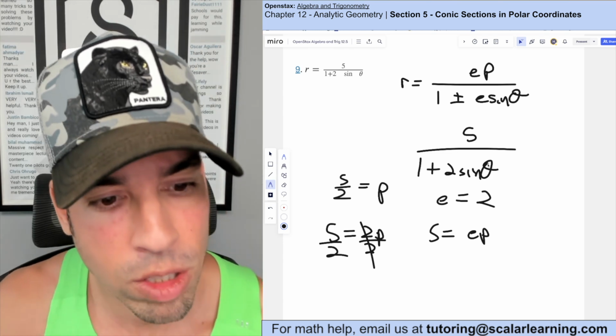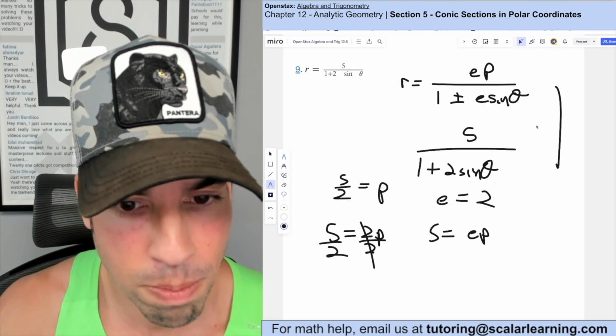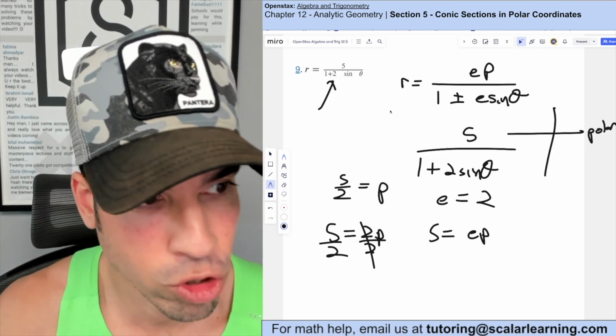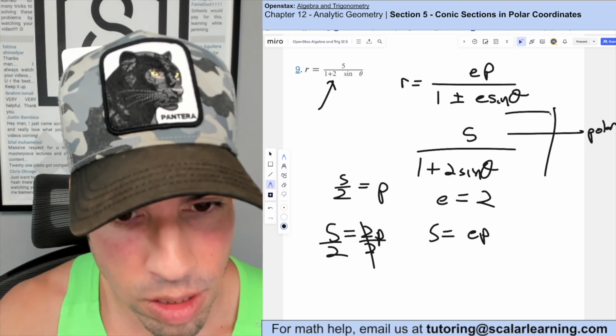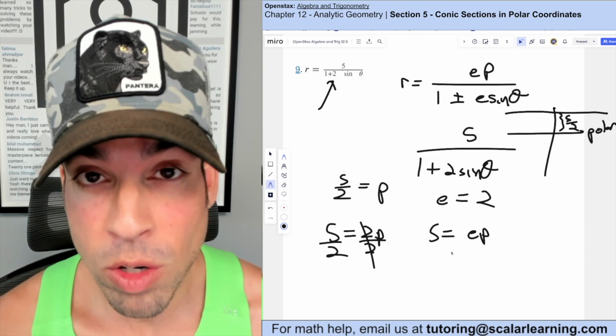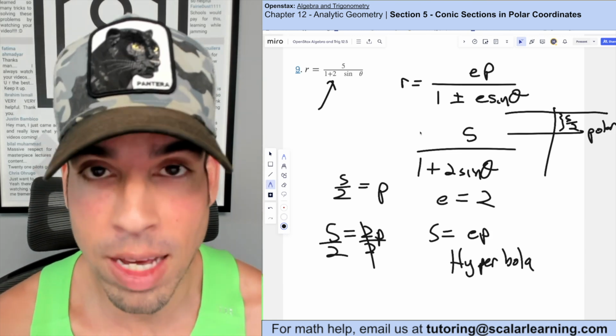Once again, because we have sine in the denominator, we know that the directrix is going to be parallel to the polar axis. But again, because it's that positive 5/2, or that plus sign here, we know that the directrix is going to be up here, and here we got a distance of 5/2. Last but not least, because we know that the eccentricity is greater than 1, we know that this is a hyperbola. That's how you do it.